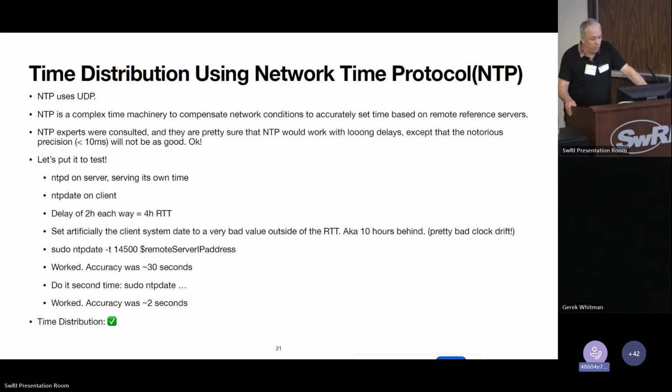2 hours each way, 4 hours RTT. We artificially set the client system date off by 10 hours, completely outside the RTT, so it's a pretty bad clock drift. We ran ntpdate to update the client clock. It worked. The first time, accuracy was 30 seconds. We did it another time, and it worked with accuracy now down to 2 seconds. So it seems to be converging, depending on the clock drift.